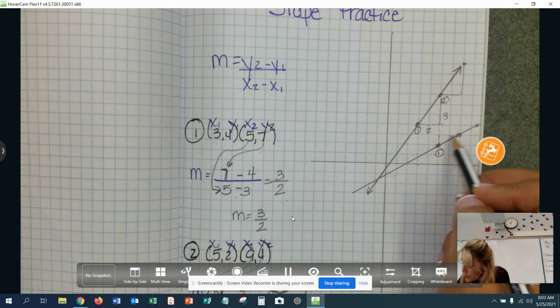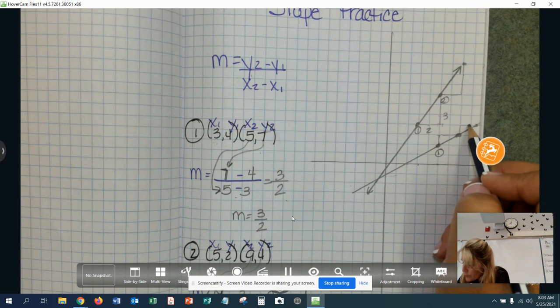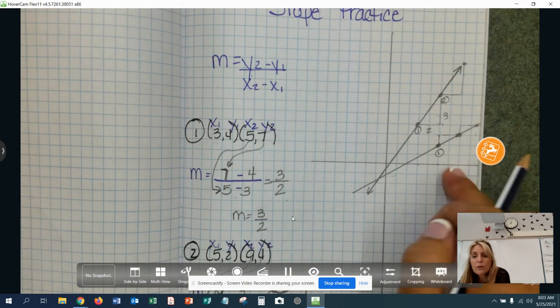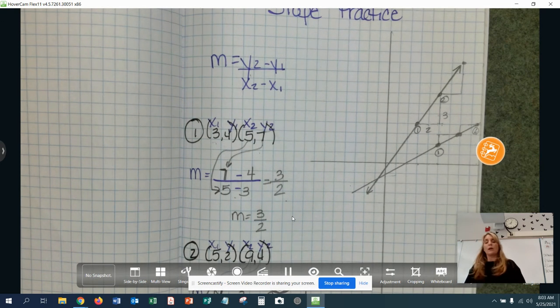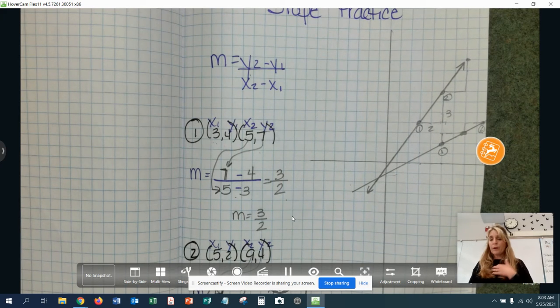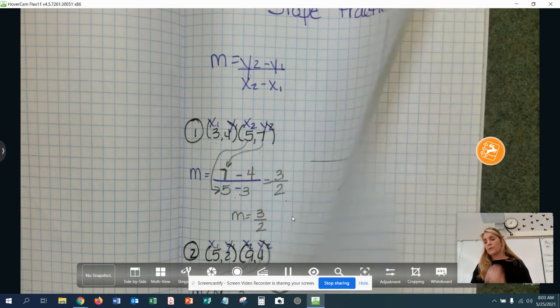So here's your slope. Up 1 and then over 2. Up 1 and then over 2. So there's your slope in both places. This is the second one. All right, let's do one more. We're going to turn the page.